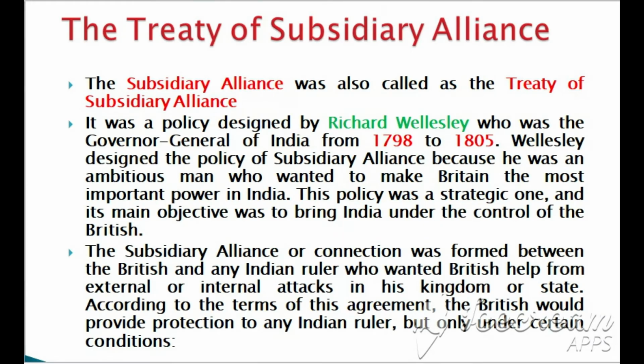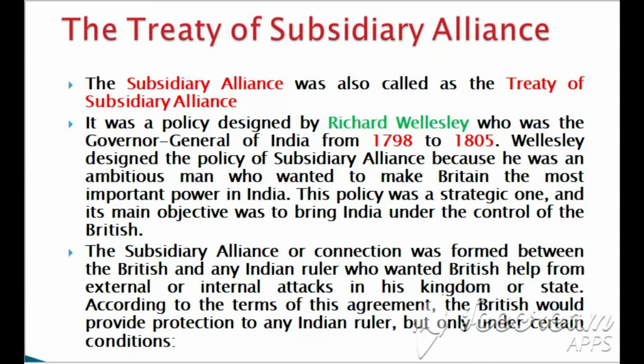The Subsidiary Alliance was a method of peaceful annexation. Through this method, the British took over the lands of the Indian rulers without fighting any expensive wars. The Subsidiary Alliance was also called the Treaty of Subsidiary Alliance. It was a policy designed by Richard Wellesley, who was the Governor General of India from 1798 to 1805.